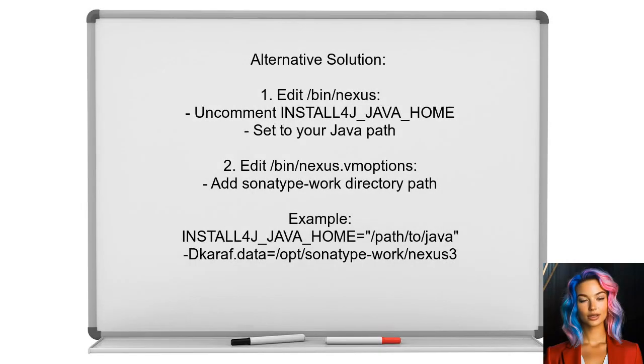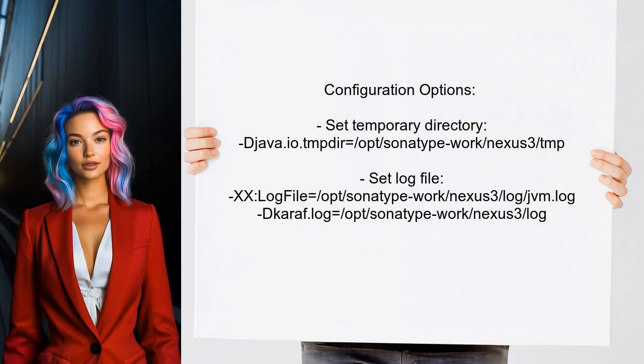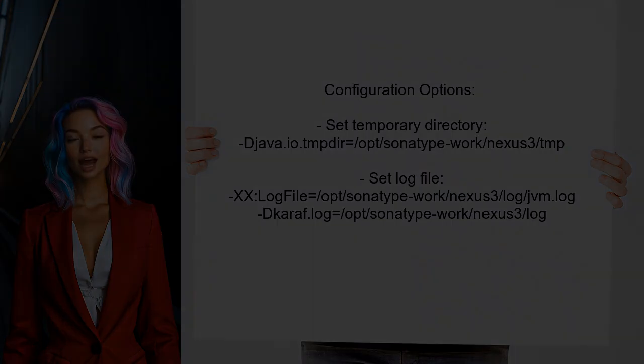An alternative approach provided by another user involves editing the Nexus script and configuration files. First, they suggest uncommenting the install4j home line in the /bin/nexus file and setting it to your Java installation path. Then, in the /bin/nexus.vmoptions file, you should add the directory path for your Sonatype work. Additionally, the user provides specific options to include in the nexus.vmoptions file, such as setting the temporary directory and log file locations. This ensures that the Nexus service has the necessary access rights to run smoothly.